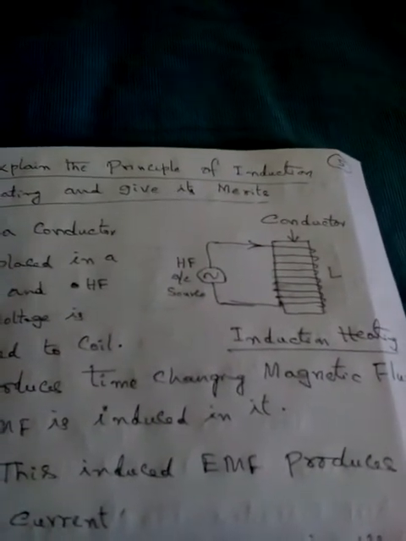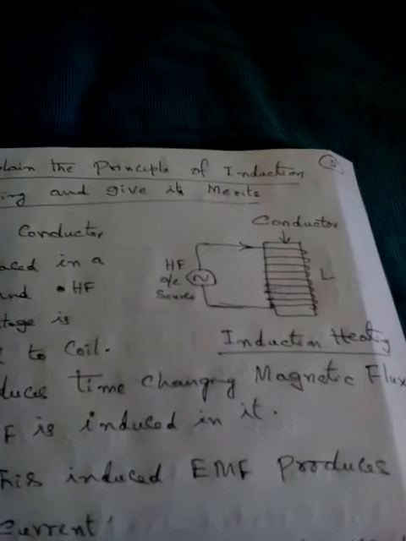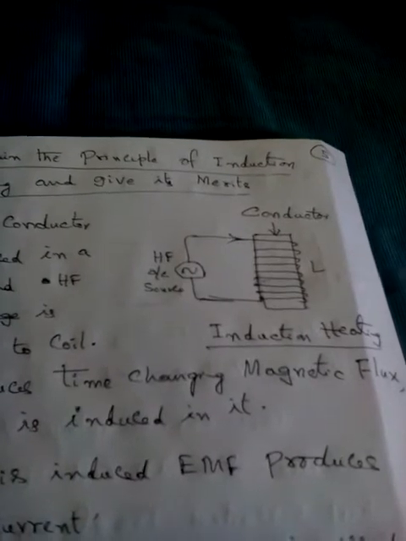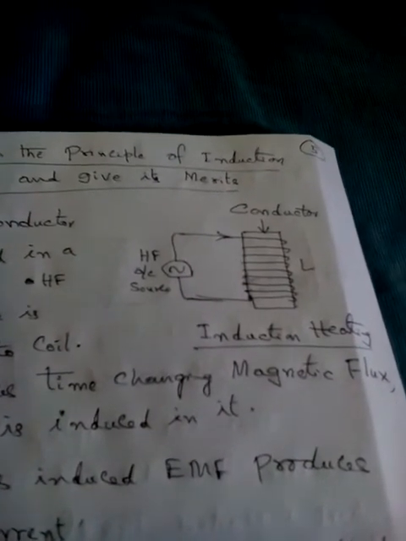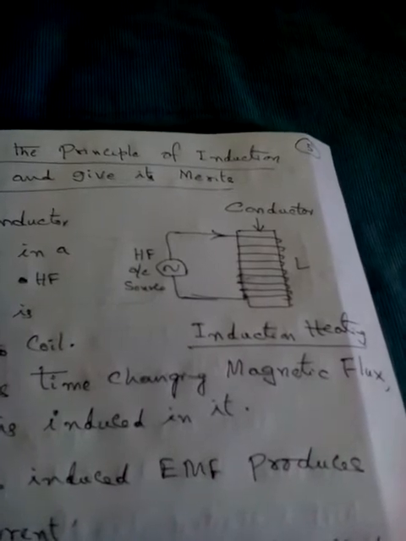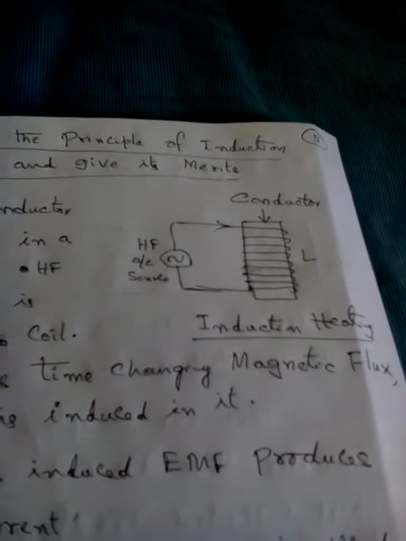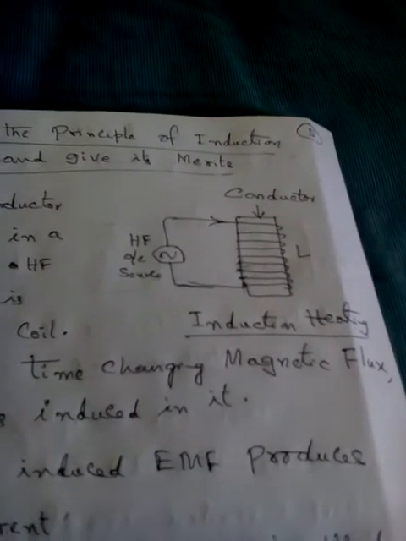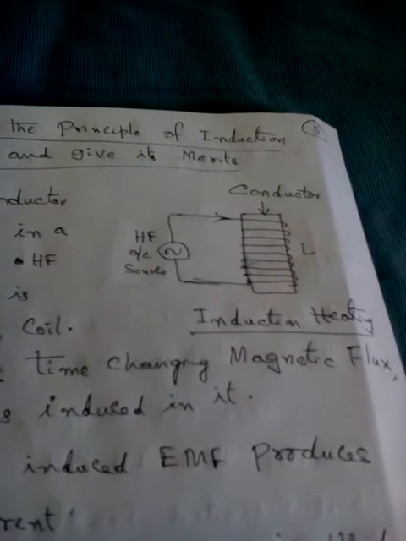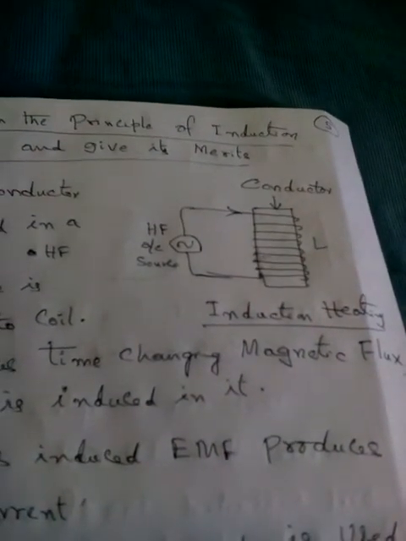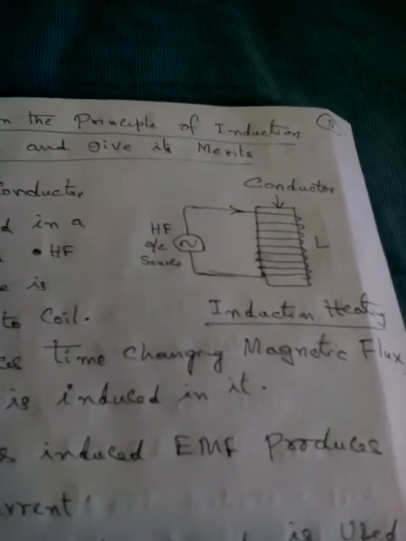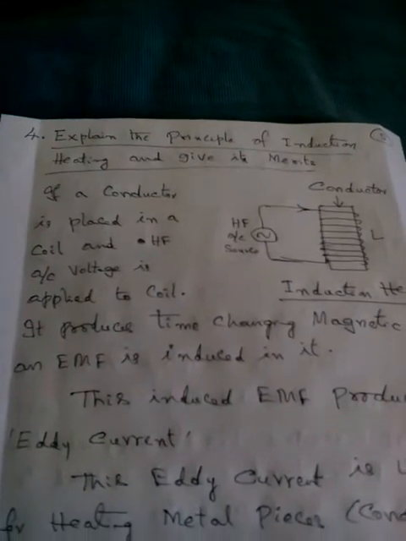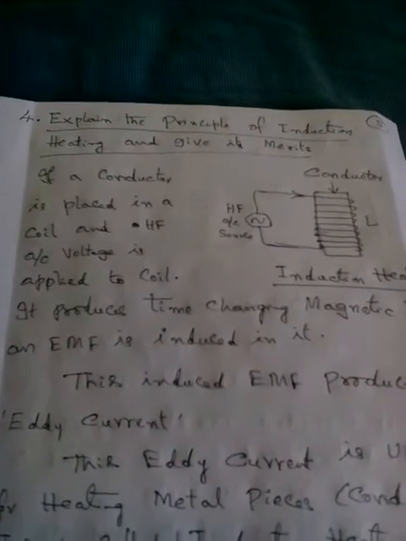It has a conductor placed in a coil of inductance L, and a high frequency AC source, about 500 Hz to 500 kHz frequency, is applied to the coil. The conductor to be heated is placed in the coil. That is what we call the induction coil or induction heating. Please note down the diagram.